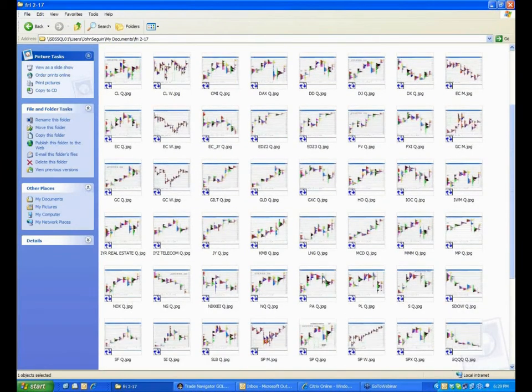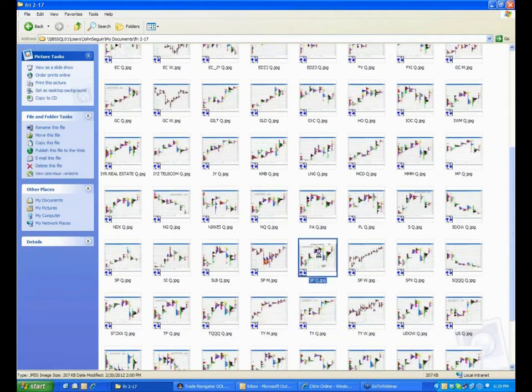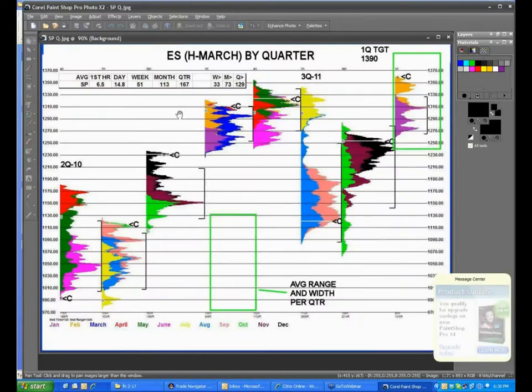Let's go to S&P, since that seems to be the most popular for everybody. Let's start off by looking at it by quarter. Okay. This is the quarterly profile for the S&P. Now, I mentioned before, this rectangle that I have, that rectangle represents the average length and width of a quarterly profile.